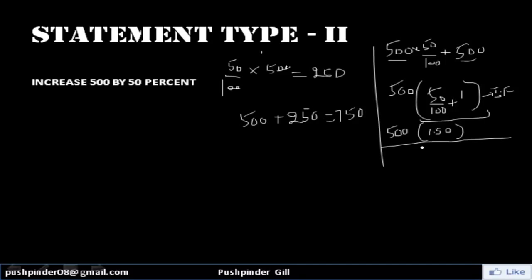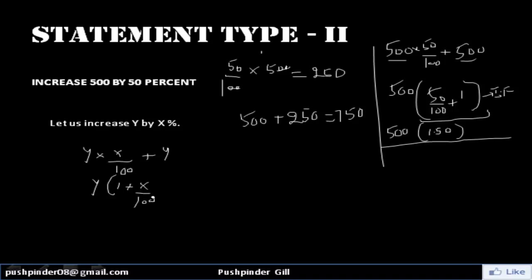Now let me just generalize what I did here. Let's increase y by x%. First of all, I calculate x% of y, and then I add it to y. So every time I'm going to get this number over here, and this gives me the new amount of y after increasing it by x%. So this is my integrating factor. Whenever I have to increase anything by x%, I just multiply that number by 1 plus x by 100.